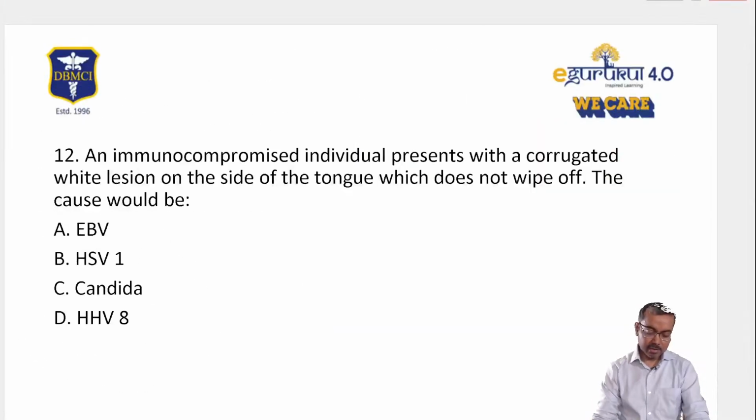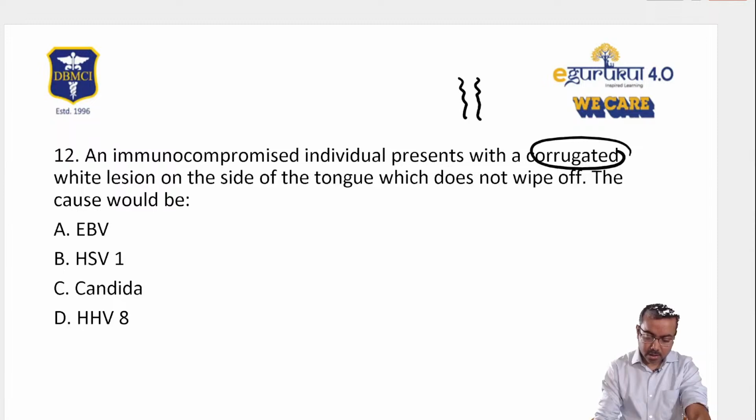Now, 12th: an immunocompromised individual presents with a corrugated white lesion on the side of the tongue which does not wipe off. This is an important question. Corrugated means something like this.